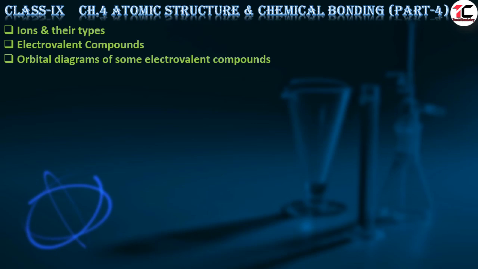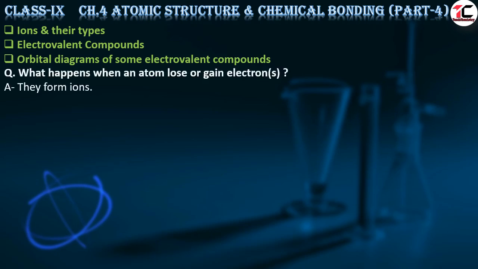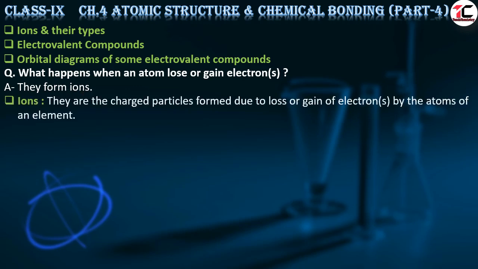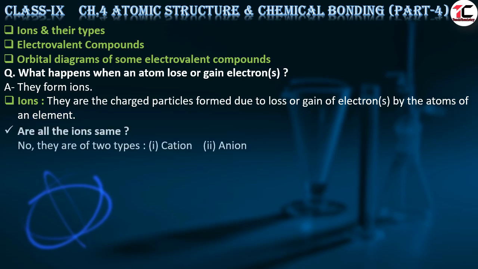What happens when an atom loses or gains electrons? When an atom loses or gains electrons, it forms ions. So what are ions? Ions are the charged particles formed due to loss or gain of electrons by the atoms of an element. Are all the ions the same? No, all the ions are not the same. There are two types, cation and anion.